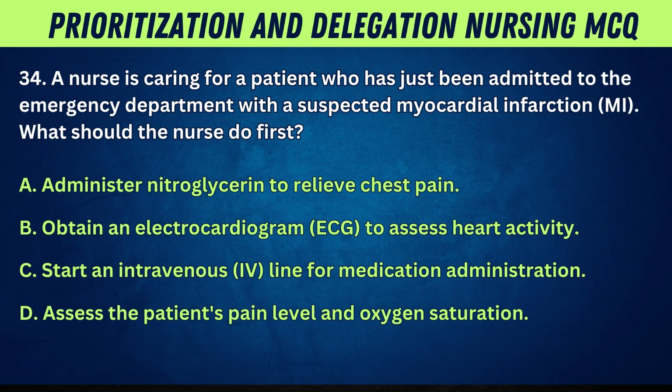34. A nurse is caring for a patient who has just been admitted to the emergency department with a suspected myocardial infarction, MI. What should the nurse do first? A. Administer nitroglycerin to relieve chest pain. B. Obtain an electrocardiogram, ECG, to assess heart activity. C. Start an intravenous, IV, line for medication administration. D. Assess the patient's pain level and oxygen saturation.